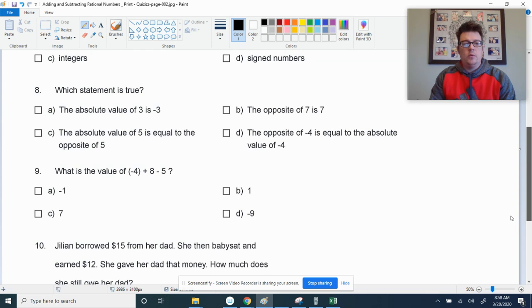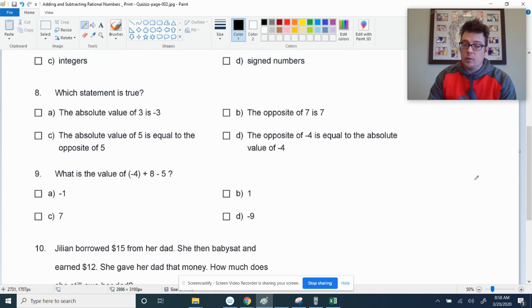And then number 8, which statement is true? Okay, so we just got to pick the one that's true. A, the absolute value of 3 is -3. Absolute value will never be negative. It's a distance. So that's not true. B, the opposite of 7 is 7. No, 7 is 7. 7's opposite would be -7. It's on the other side of 0.